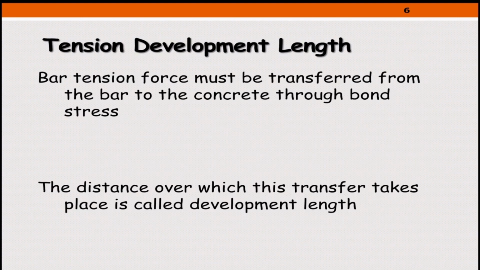Very good. Now we can understand that for the tension force in the bar to be able to transfer from the bar to the concrete, it would be done if we have enough bond stress between the bar and the concrete. And this bond is guaranteed by extending the bars inside the concrete a certain distance. That distance over which the transfer from the bar to the concrete takes place is called development length.